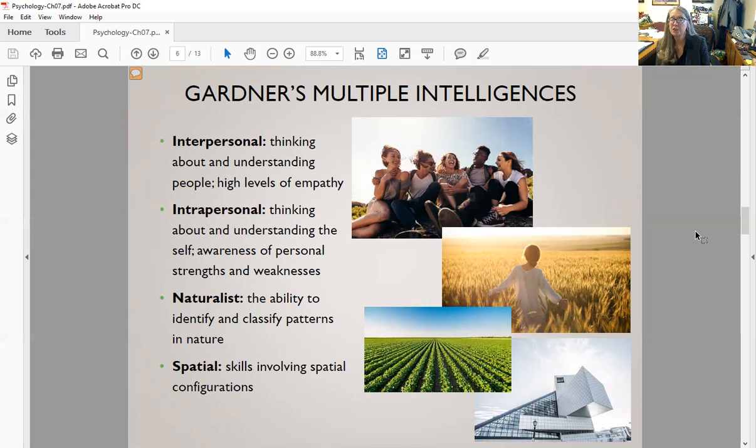Another kind of intelligence that Gardner recognizes is intrapersonal intelligence. This is knowing about yourself.